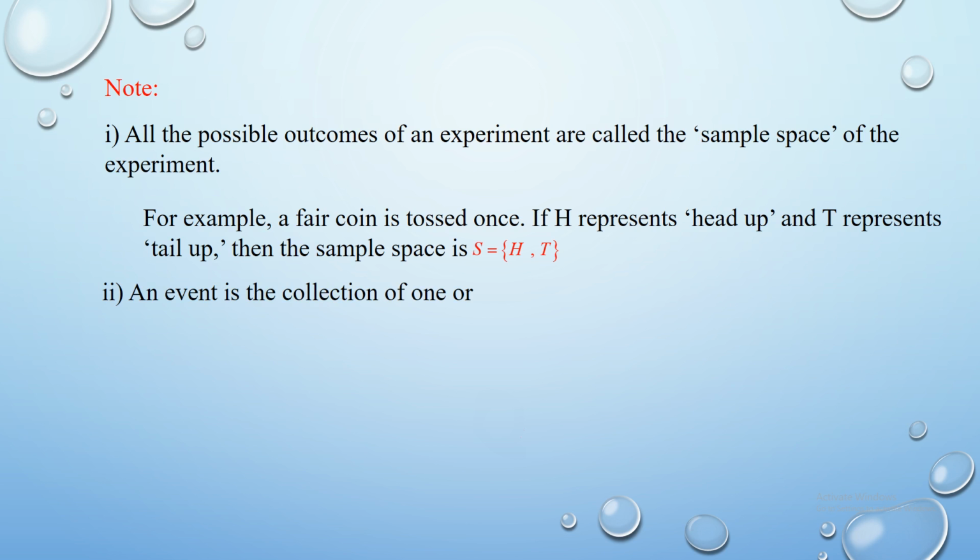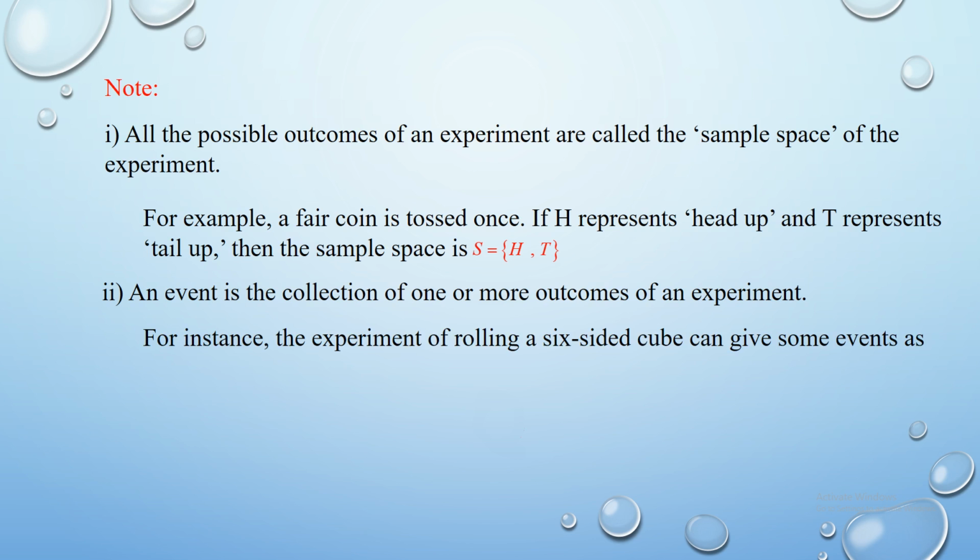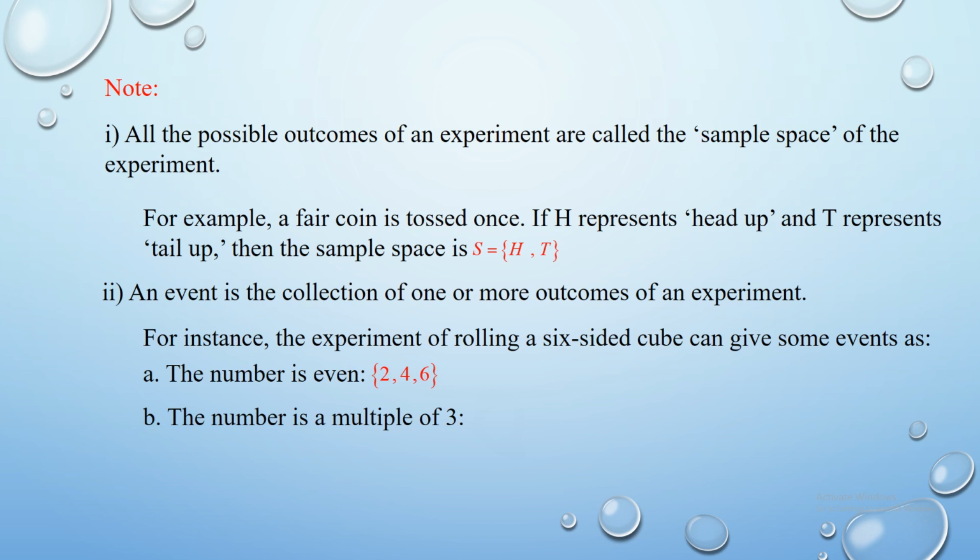Second point, an event is the collection of one or more outcomes of an experiment. For instance, the experiment of rolling a 6-sided cube can give some events such as the number is a 1, the number is a multiple of 3, the number is less than 10.